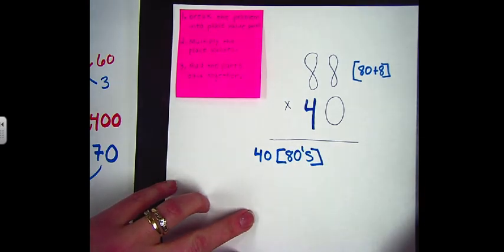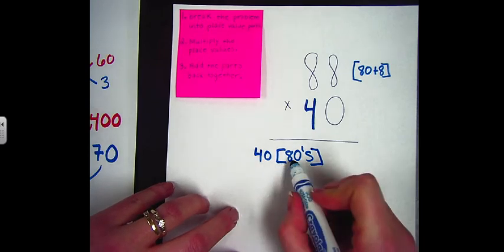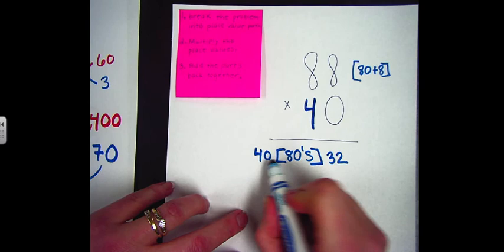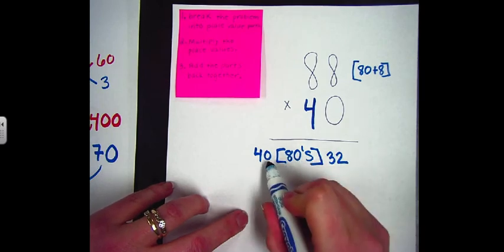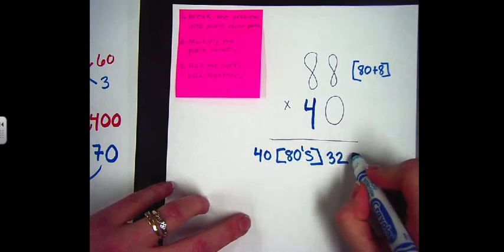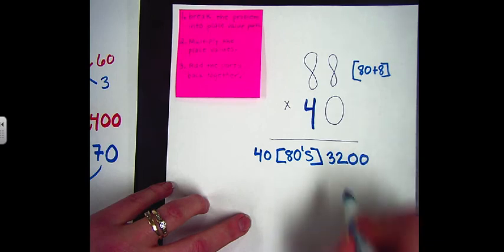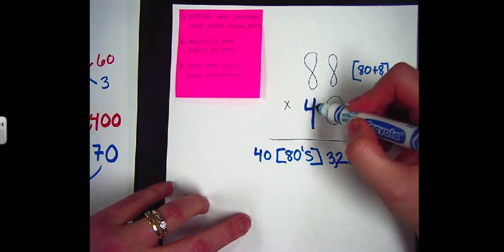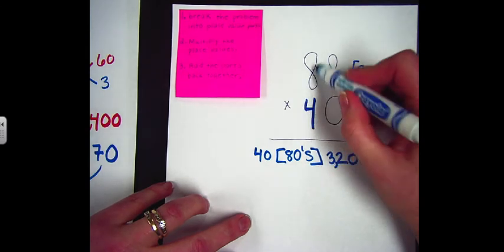Step 2, multiply the place values. 8 times 4 is 32. And I know 0 is tens, and another 0 here is tens, and tens times tens make hundreds. And that's represented by writing 2 zeros. So I'm at 3,200. But I'm not done. I've only multiplied this 40 times 80.